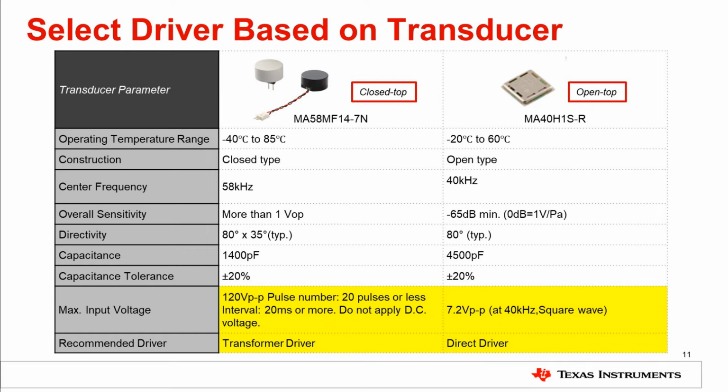Deciding which driver mode to pair with your transducer is dependent on your system requirements and the transducer specification. Depending on the transducer model, the excitation voltage requirement can range from a few volts to several hundred volts to generate sufficient sound pressure level. For applications using open-phase transducers, the direct driver is more common because the maximum driver requirement tends to be upwards of tens of volts peak to peak.